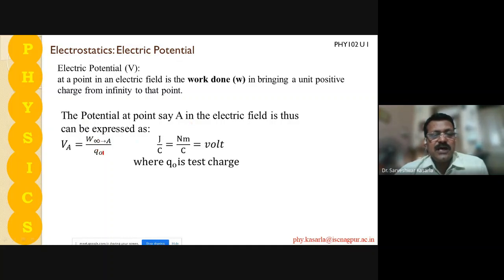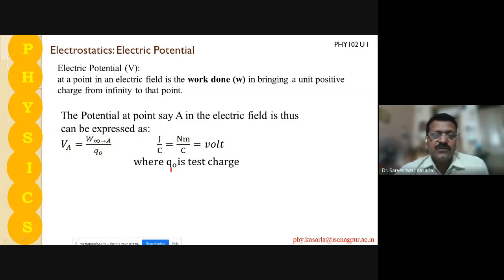The charge we can move is a test charge. 1 Coulomb charge practically does not exist. Therefore, we make use of the test charge. So, the potential at point A is the work done in bringing a test charge from infinity to that particular point A, divided by the charge. Its unit will be joule per coulomb, or Newton meter per coulomb, or simply volt.